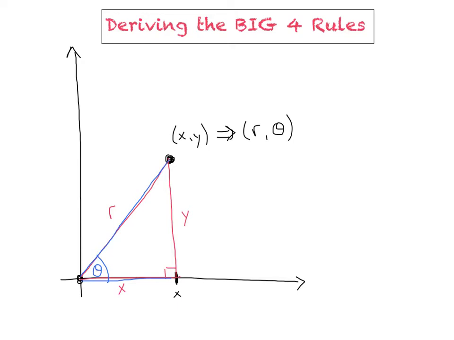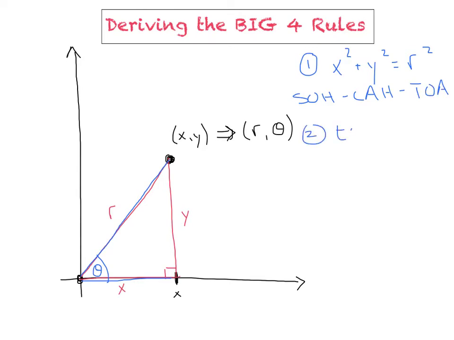First of all, the Pythagorean theorem says that x squared plus y squared has to equal r squared. Now we're going to call on a little bit of trig, and I'm going to use SOHCAHTOA for the rest of my 3 rules. Hopefully you feel comfortable using SOHCAHTOA. I'm going to say that the tangent of theta equals the opposite divided by the adjacent, y over x. So that's a very popular one.